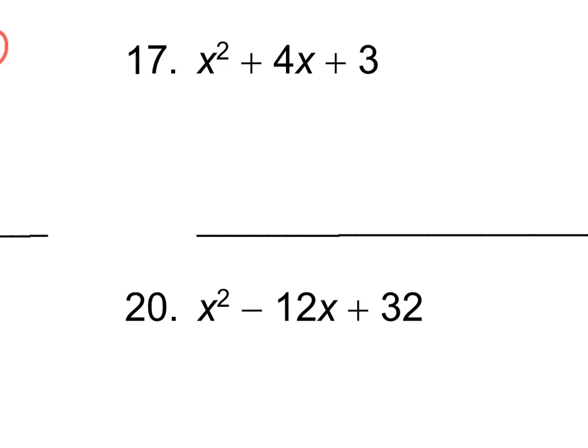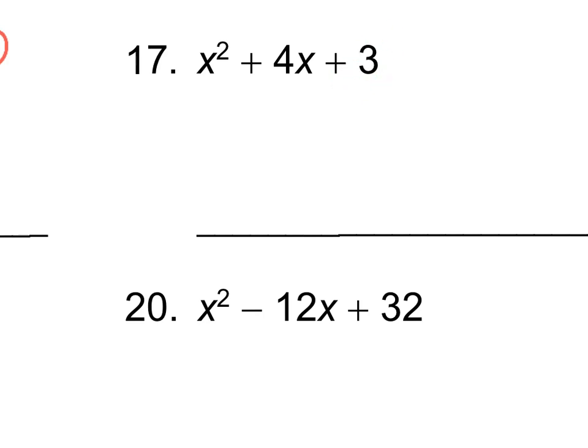Number 17. I'm going to go through the same checklist. Is it in standard form? Yes. Is there a GCF? No. Is there 2 terms? So I could check difference of squares? No. I could also check for a perfect square. So I can check if this number is perfect, which it is, but the 3 isn't. So it's not a perfect square.